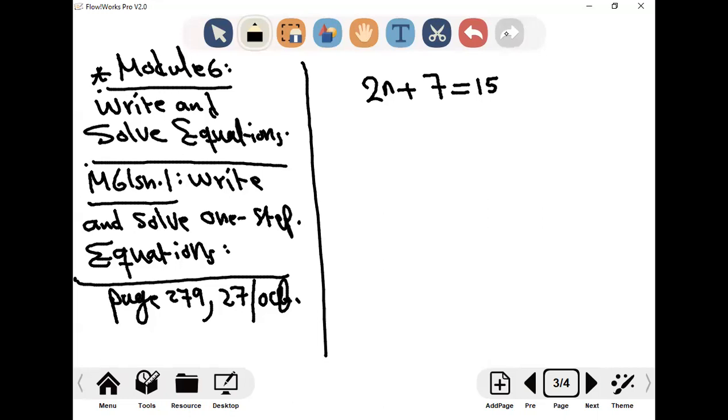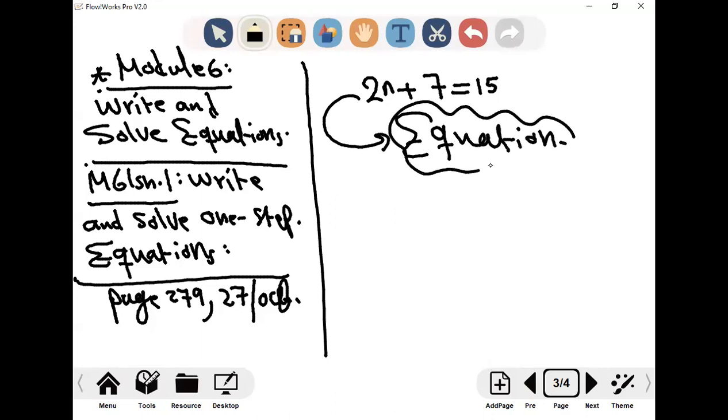Got it? So equation means it has an equal sign. Without an equal sign, and we have a variable, what do we call it? Algebraic. We can simplify it. We can add them, what we did in the previous module. But here we call this what? Equation. Now, what will we do for the equation? We will solve it.